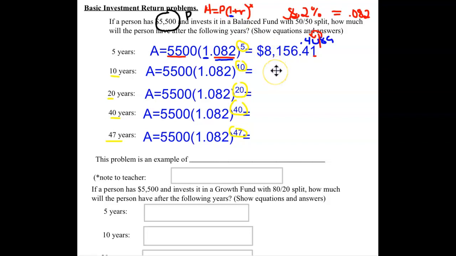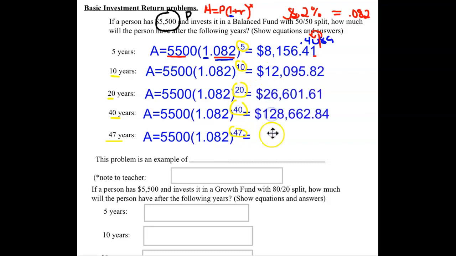Okay, hopefully you've had a chance to try those on your calculator. Remember, if you hit second enter, you can recall your previous calculation and just make the changes for the time. So let's look at what happens in each of these cases. You'll notice that after 5 years, we had only gotten our $5,500 up to a little over $8,000. After 10 years, we were just over $12,000. After 20 years, we were at $26,600.